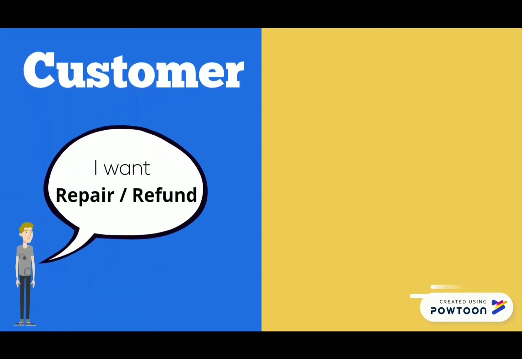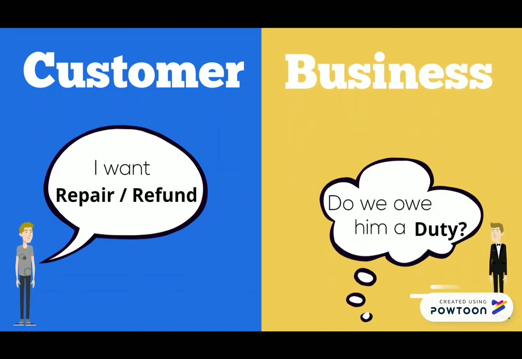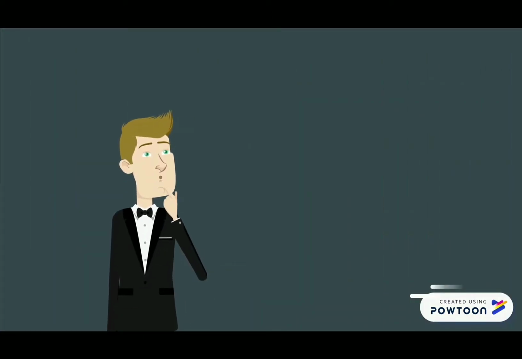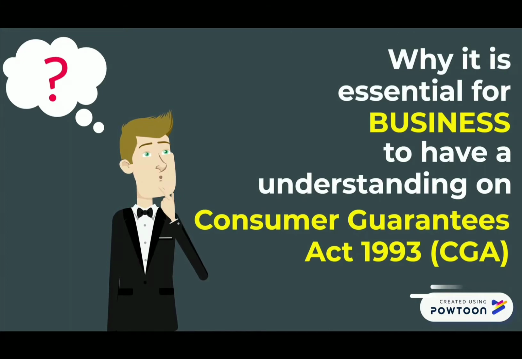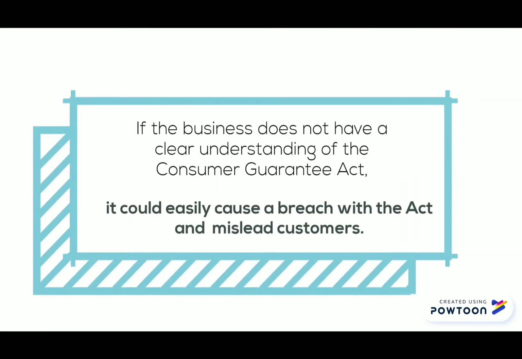James can go back to No Limit and ask for a repair. It is important for customers to know the Consumer Guarantees Act and realize that their rights are protected. However, it is also important for businesses to know the Act as well. Businesses need to be able to tell their staff what the Consumer Guarantees Act covers. At the same time, No Limit staff should know whether it is their duty to get the phone fixed. If the business does not have a clear understanding of the Consumer Guarantees Act, it could cause a breach of the Act and mislead customers.